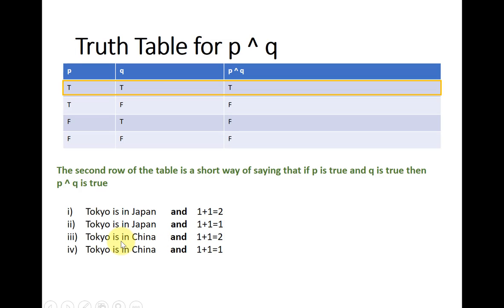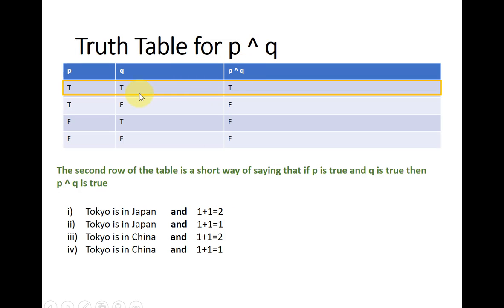And how about if I said Tokyo is in China and 1 plus 1 equals 2? Well, this part is true, but this part is not true. If I made the assertion that both are true, that is, if I made the AND statement, you would again say, no, of course that's not true. And the same thing here, Tokyo is in China, this is false, and this one is also false. Then of course you would say that the compound statement is not true. So what have we discovered? We've discovered that the only time that the compound statement is true is when both parts are true.